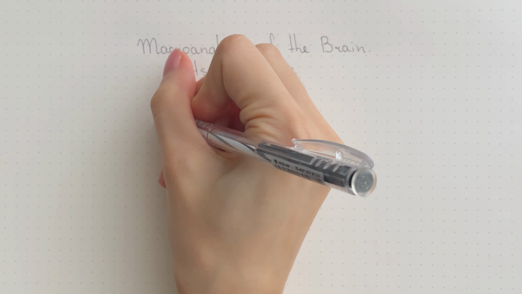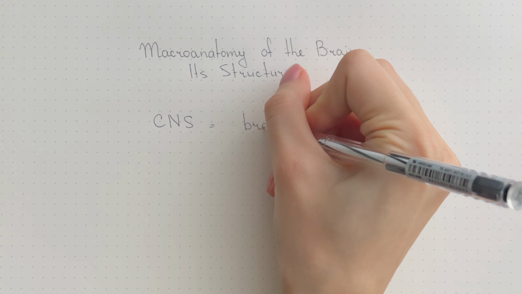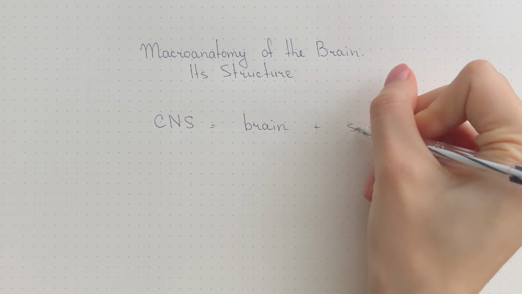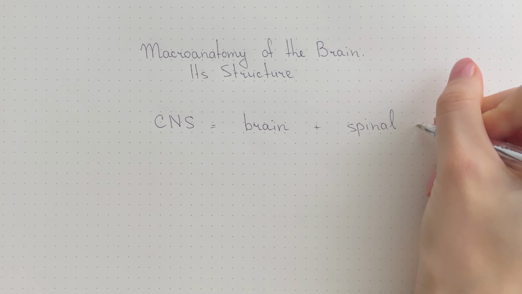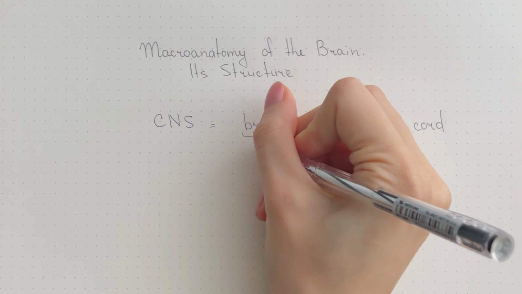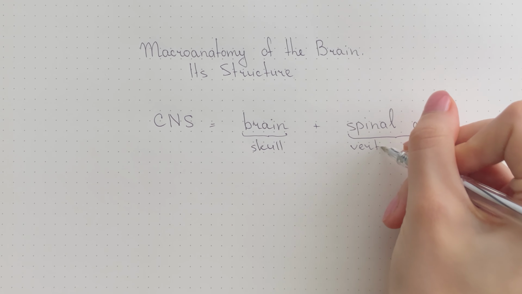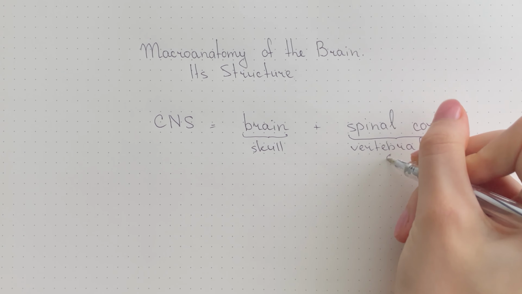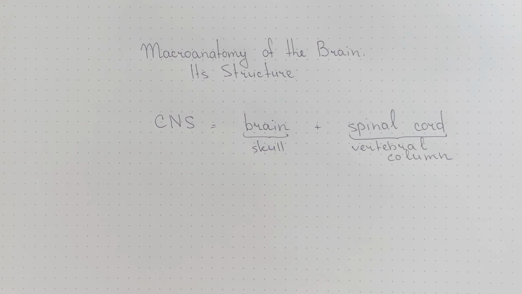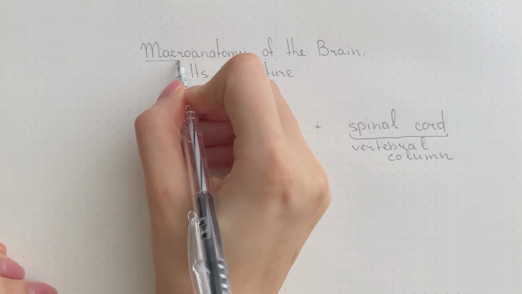The central nervous system, abbreviated as the CNS, is the brain plus the spinal cord. They are located respectively inside the skull and inside the vertebral column. I assume this is already known to you. The structure of the spinal cord, in comparison with the brain, is significantly simpler. Therefore, let us first examine the spinal cord.